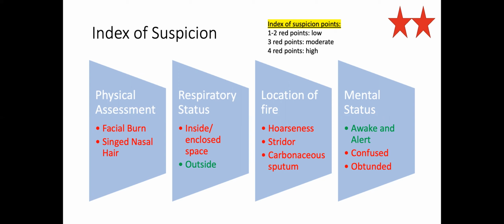Mental status: are they awake and alert, or are they confused or obtunded? If they're confused or obtunded, that gives us a point. So if we have 3 points, it's going to be moderate. If we have 4 points, it's high. And if we've got that high index of suspicion, it's very important to go ahead and intubate the patient.